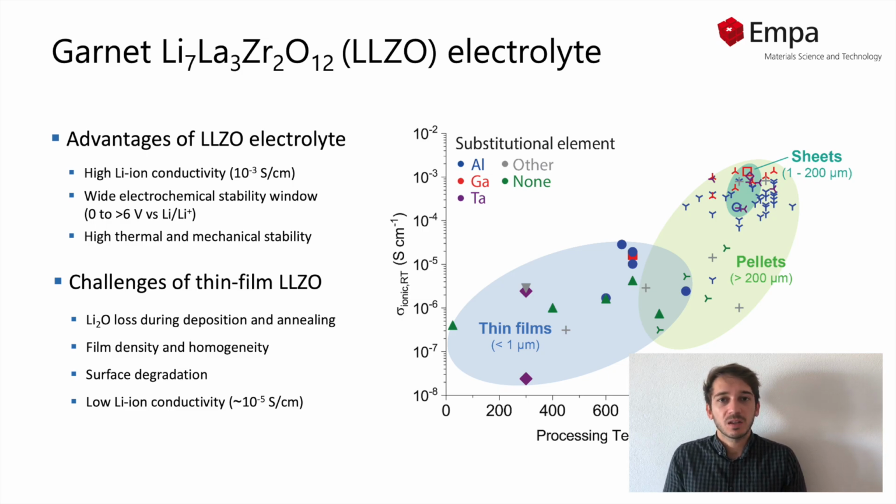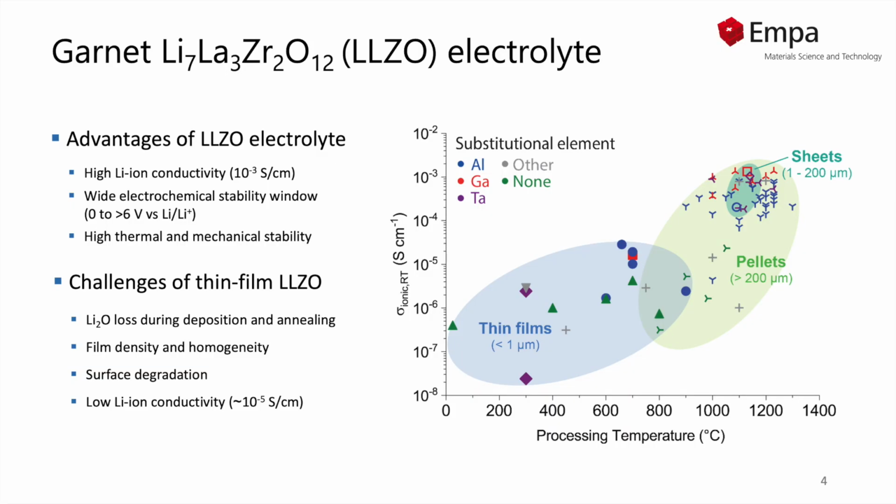First, it has a relatively high ionic conductivity of around 1 millisiemens per centimeter. But most interestingly, it has a wide electrochemical stability window, making it stable against metallic lithium and high potential cathodes. And moreover, it's mechanically and temperature stable. However, if we want to prepare this material into thin films, we face several challenges.